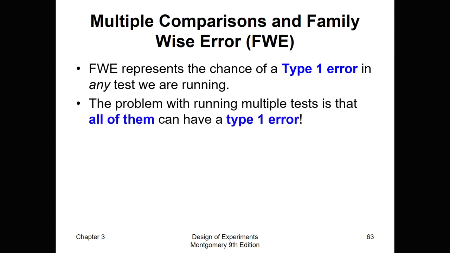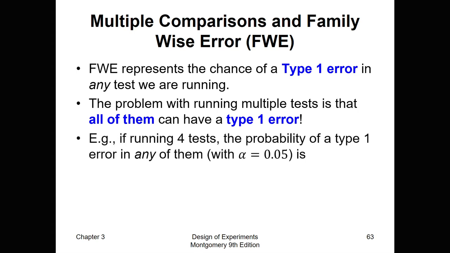The problem with running a whole bunch of tests is that each one could have a type 1 error, and that's this multiple comparisons problem. So for example, if I'm running 4 tests, the probability of a type 1 error in any of them, with the type 1 error rate being 0.05, isn't going to be 0.05. In fact, we can calculate this mathematically. We plug in 0.05, we raise it to the power of the number of tests that we have, and we get approximately 0.19. So the family-wise error is about 0.19. What does that mean?